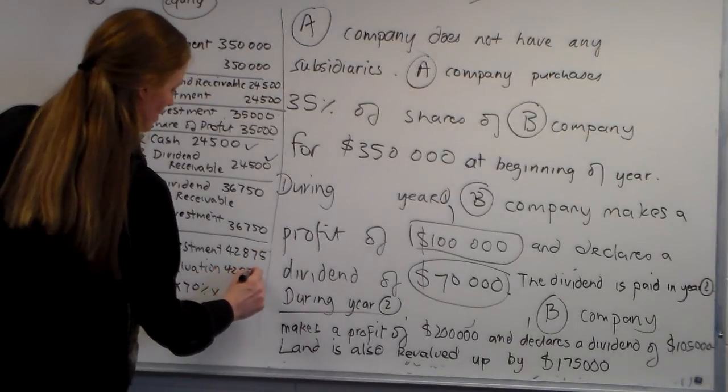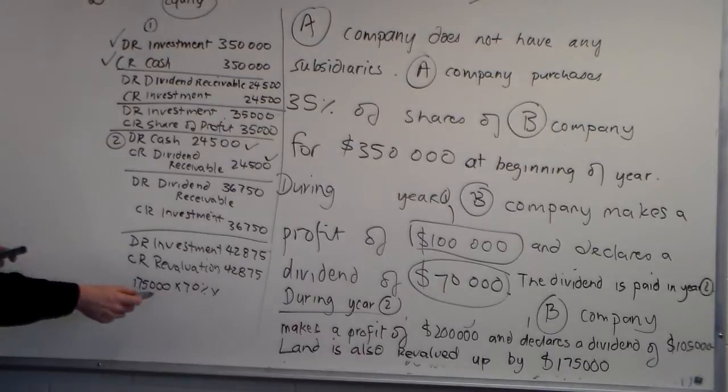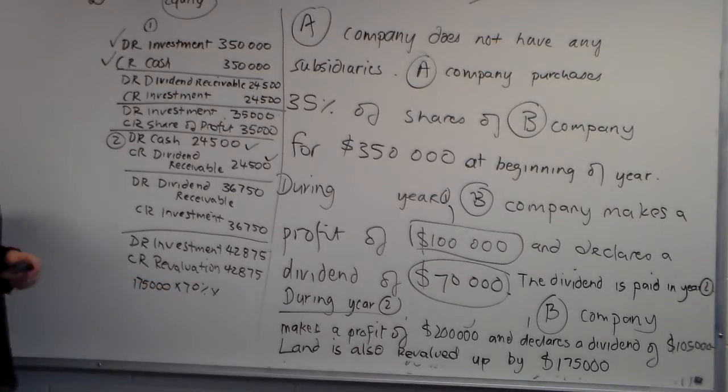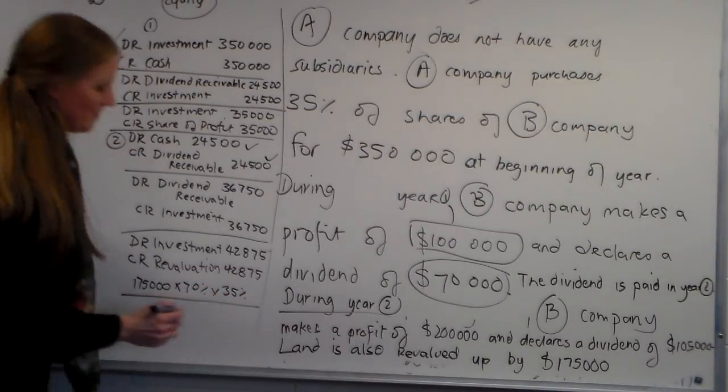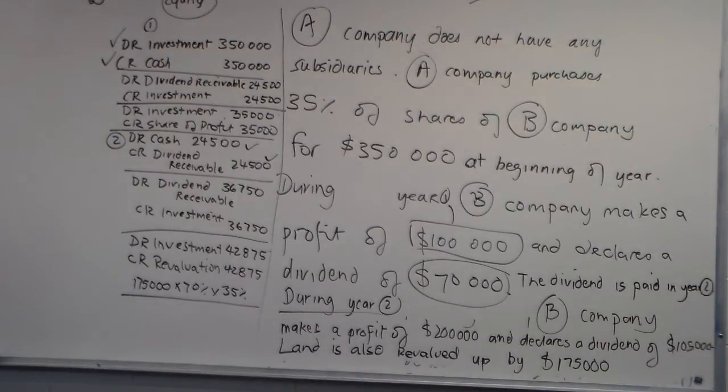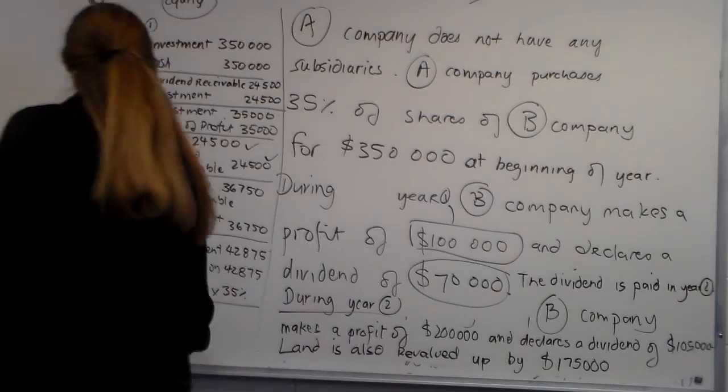42,875. Okay, 42,875, so we've got 175 times 70% to get the after-tax effect, right? And then multiply that by 35%, yeah. Okay, you all happy with that? Any questions? There is one more thing. You're quite right, there's one more, okay?